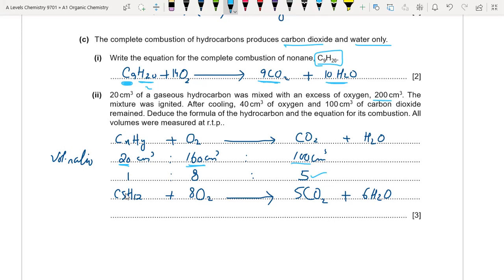So it means the ratio between the hydrocarbon and carbon dioxide is 1:5. It means the hydrocarbon has a carbon chain of 5. It means it is pentane. Pentane is being combusted in the presence of oxygen, which will produce 5 carbon dioxide molecules and 6 water molecules. Okay.